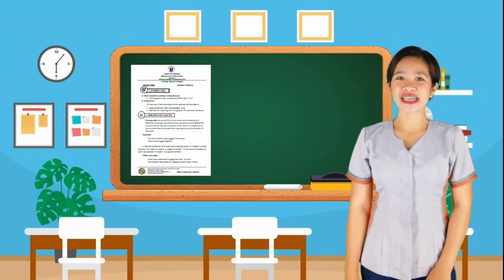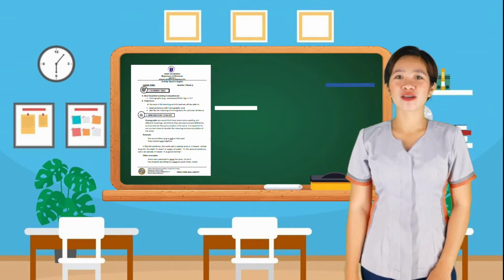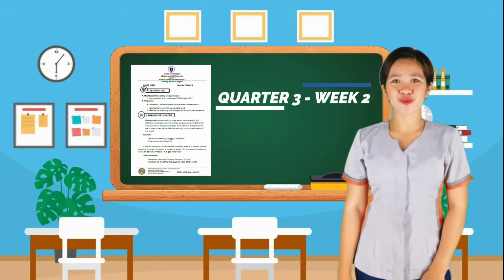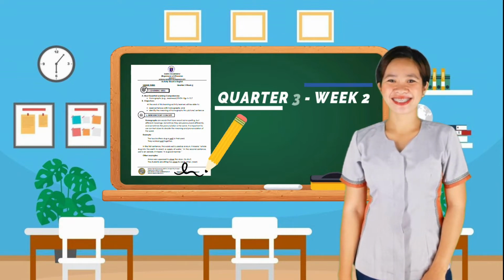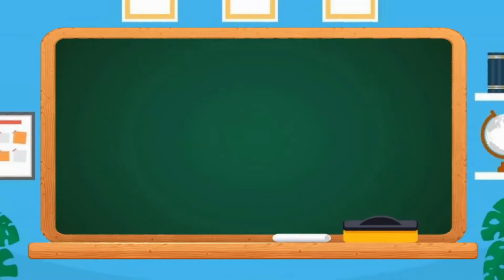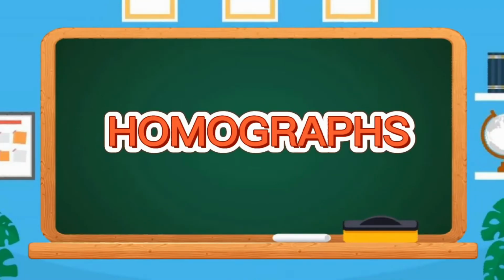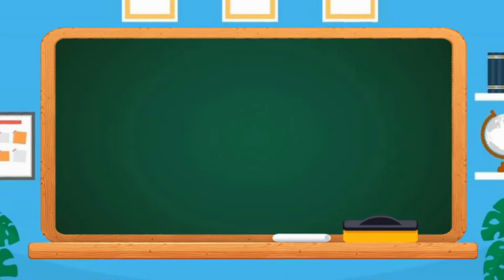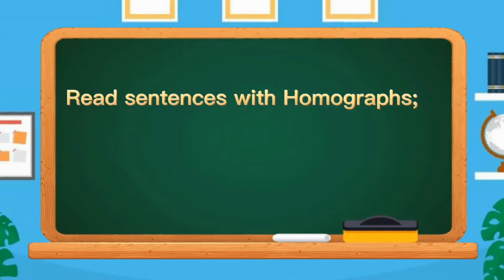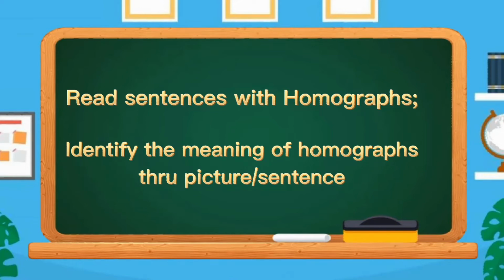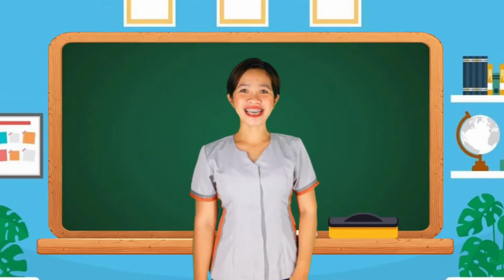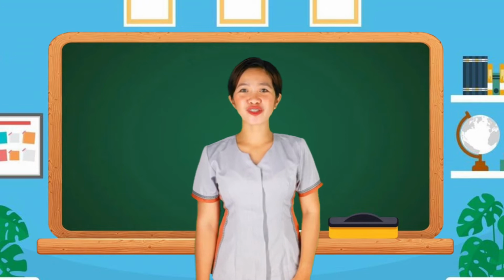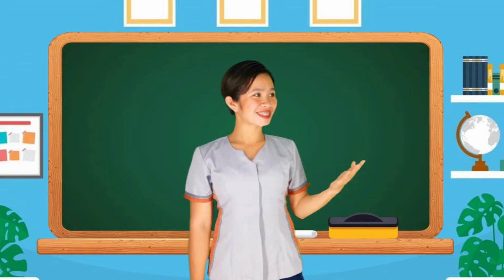Please prepare your English learning activity sheet for Quarter 3, Week 2, and your pencil. Today, we will talk about homographs. After this lesson, you will learn how to read sentences with homographs and identify its meaning through pictures or as used in sentences. To begin our lesson, I would like you to look at the picture on my left side.